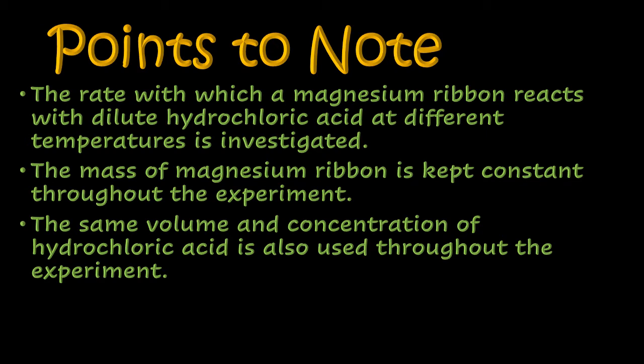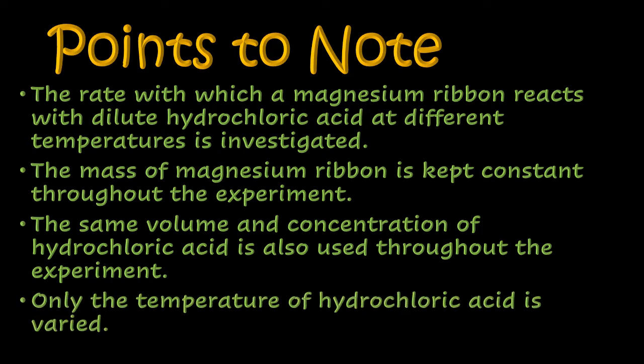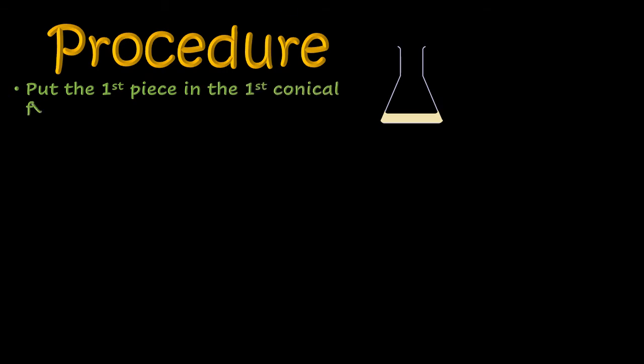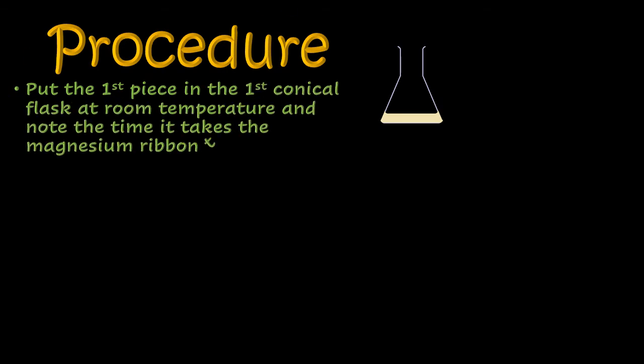So in essence, the mass of magnesium ribbon is kept constant, and also the number of particles inside hydrochloric acid is kept constant. The only thing that we seek to vary in this experiment is the temperature of hydrochloric acid. Proceeding with our procedure, you'll then take a piece of magnesium ribbon and put it in the conical flask that contains hydrochloric acid at room temperature, which we take to be about 25 degrees Celsius. Then you'll note the time it takes for that piece to disappear.